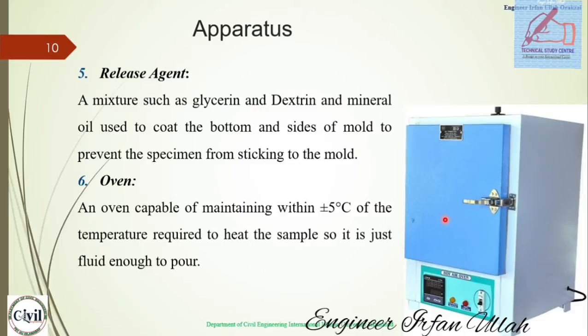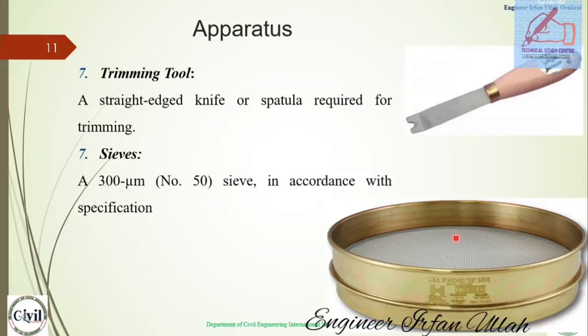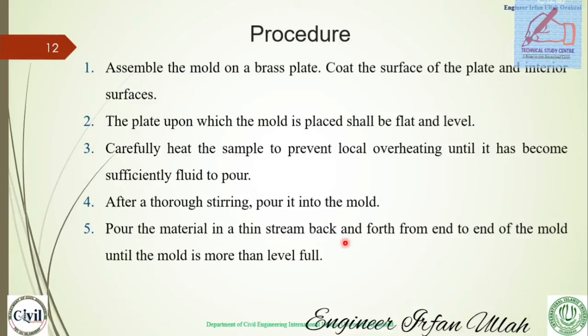So for that purpose, you will not heat it, but you will keep it in the oven like this. Trimming tool: a straight edge knife or spatula required for trimming. Trimming will be required, you will see in the procedure. Sieve, 300 micrometer or sieve number 50 will be required conditionally. So this is the procedure.